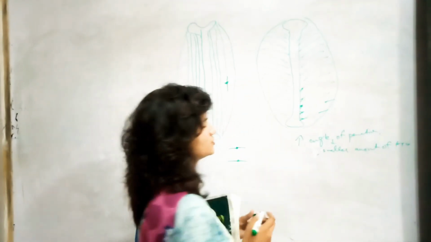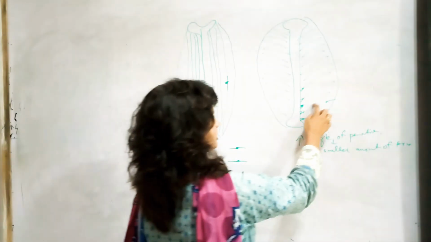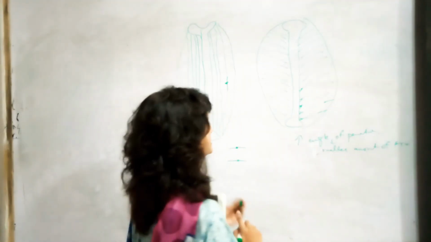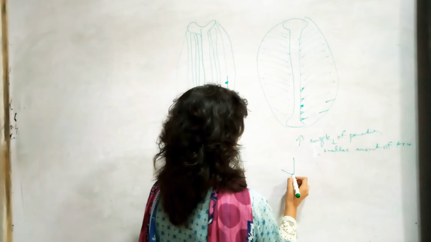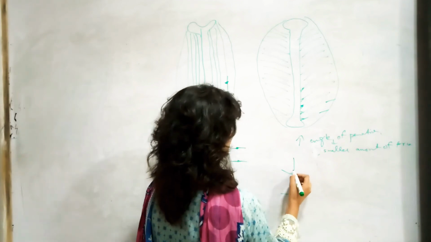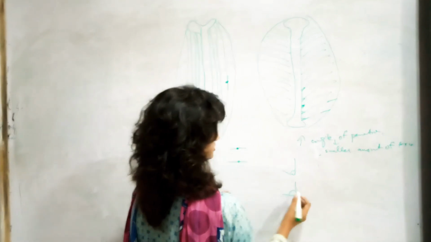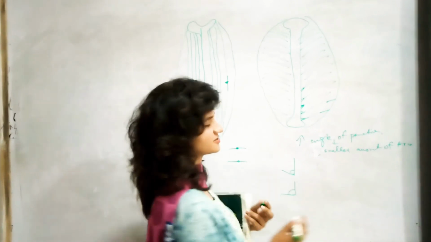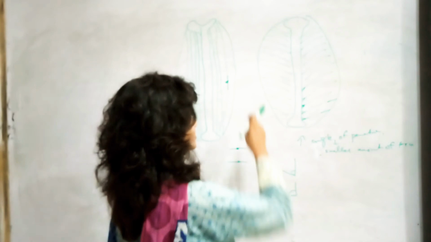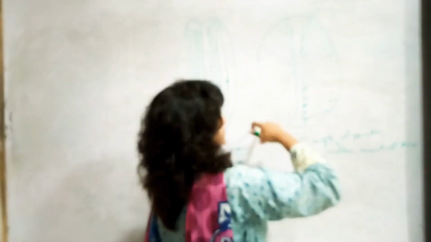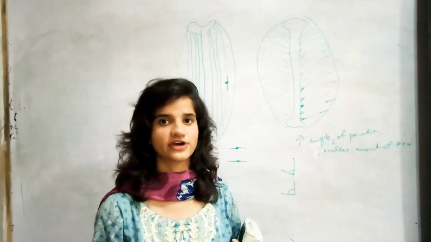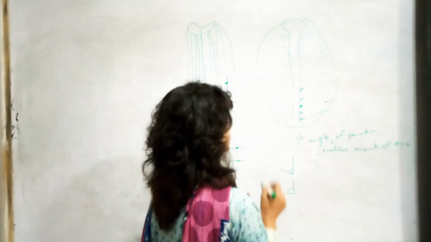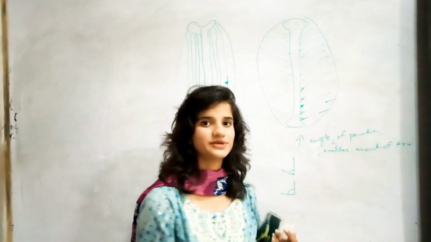If this angle of pennation is increasing, this is the lesser angle and this is the greater angle. When the angle is increasing, the amount of force transmitted from the muscle fiber to the bone, the effective force produced at that muscle, would decrease.